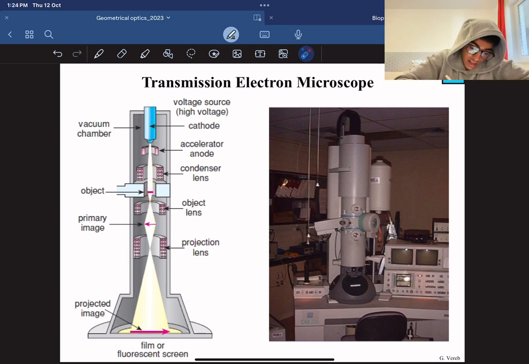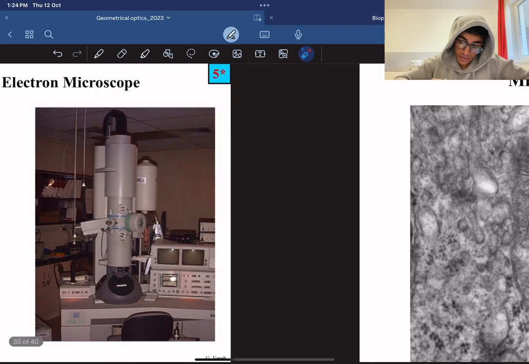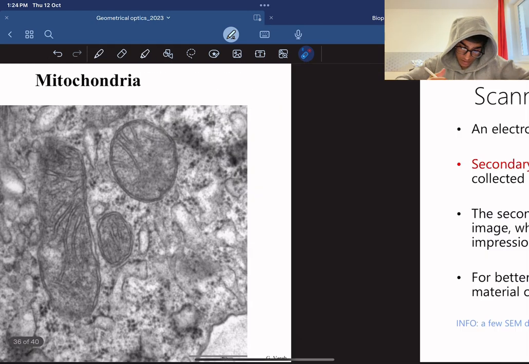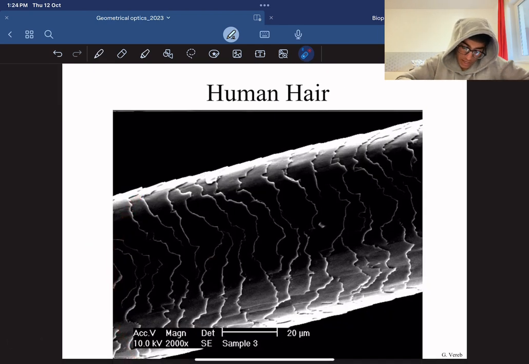Then there's the condenser lens, so the electrons are coming through and it condenses them. Your object is here, the beam passes through, and you see another lens that condenses it again. Then there's a screen over here, and on the screen you gather all the information and form an image. This is an image of a human hair using a TEM.